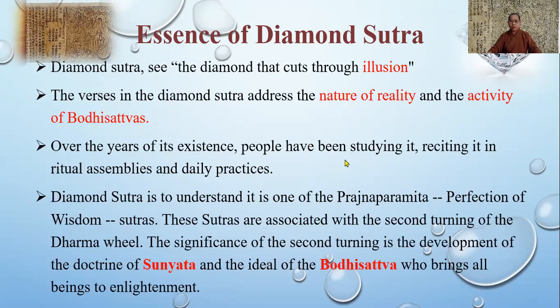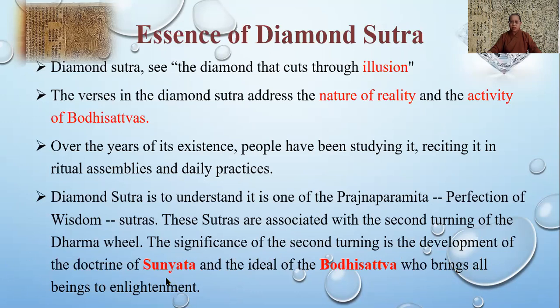Over the years of its existence, people have been studying it, reciting it in ritual assembly and daily practices. In the Chinese Buddhist tradition, a lot of people use the Diamond Sutra as their own cultivation path and also their way of practice. So in Buddhism, it's considered a very important text. Diamond Sutra is to understand. It is one of the Prajnaparamita, perfection of wisdom sutras. These sutras are associated with the second turning of the wheel. The significance of the second turning is the development of the doctrine of sunyata and the ideal of the Bodhisattva, who brings all beings to enlightenment.